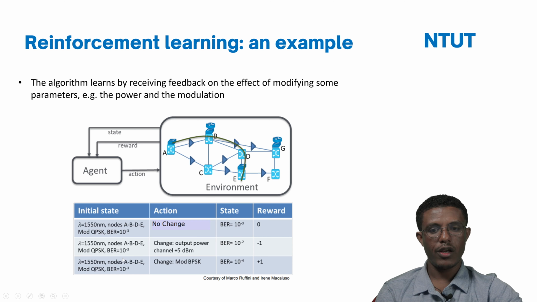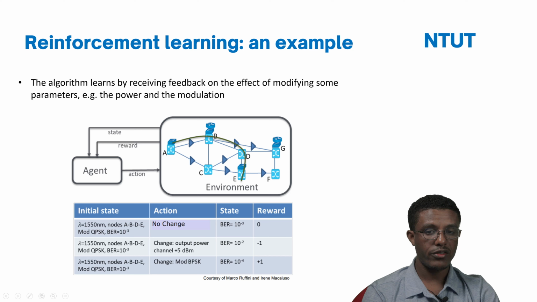In the next step, we try to change the modulation instead of the power. So the wavelength is the same, the path is the same, and now we try to change only the modulation part. When we change the modulation into BPSK, the bit rate performance becomes 10 to the power of minus 4, which is better even than the initial one. That means we get a reward of plus 1 here.